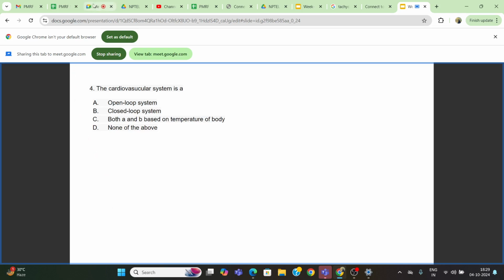The cardiovascular system is a dash. Option A, open loop. Option B, closed loop system. Option C, both A and B, based on the temperature of the body. Option D, none of them.